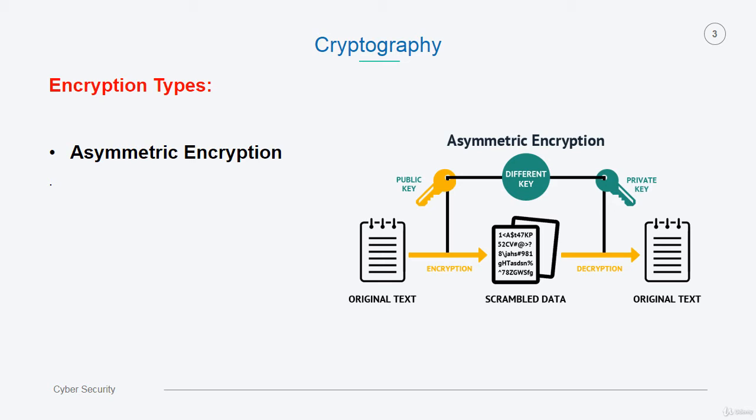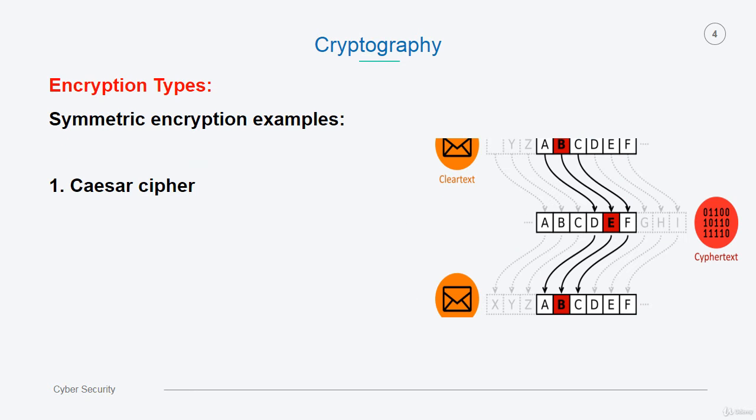The public key is used to encrypt the original text, and the private key is used to decrypt the message. Public key can be submitted to anyone. The private key should be kept only by its owner.